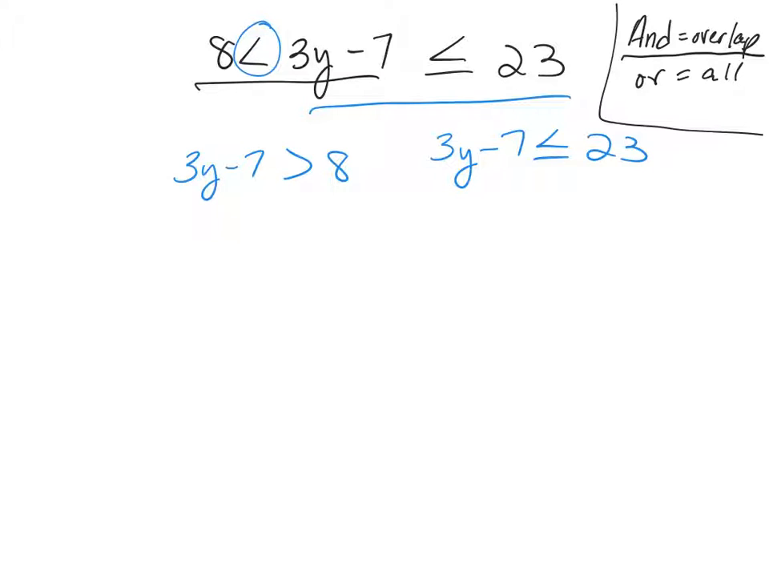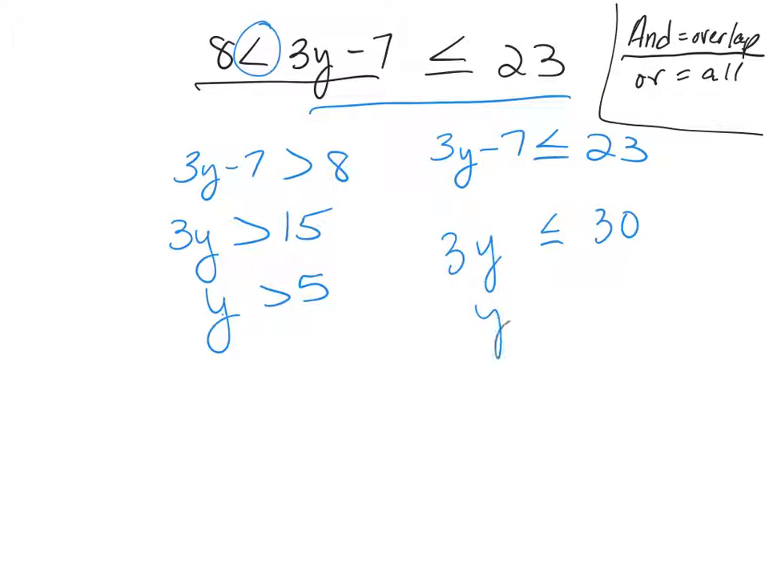And now all we're going to do is solve each one. So 3y is greater than 15. Y is greater than 5. And here 3y is less than or equal to 30. Y is less than or equal to 10. Everybody see that?